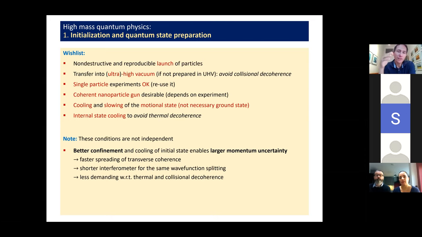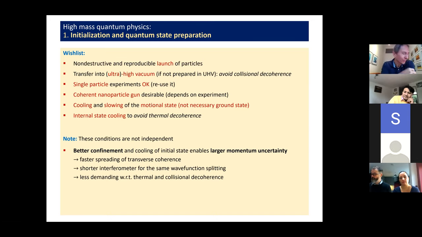Internal state cooling depends on the time you want to observe this thing. You need to avoid thermal decoherence, that's clear, from the outside, from the inside. But if you can delocalize your particle very quickly, then the demands on internal state cooling are reduced. So for 10 to the 6 mass units, the suggestion is that even a few hundred Kelvin could still be okay. For 10 to the 14 mass units, no way but to go to the vibrational ground state at least. And if you need very long coherence times, rotational ground states would be cool, but that's very hard to prepare. So this is a wish list.